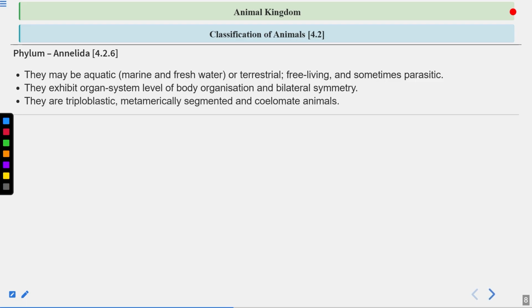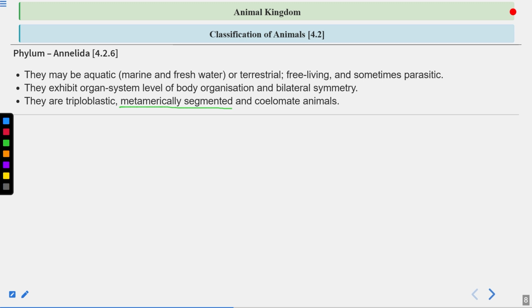They are triploblastic. Again, triploblastic. This is an advanced feature, right? Triploblastic, metamerically segmented and coelomate. Now, this you must study. What is the meaning of metamerically segmented? First of all, they are segmented worms. We see segments in it. And the segment is of a very special type. What is the speciality here?